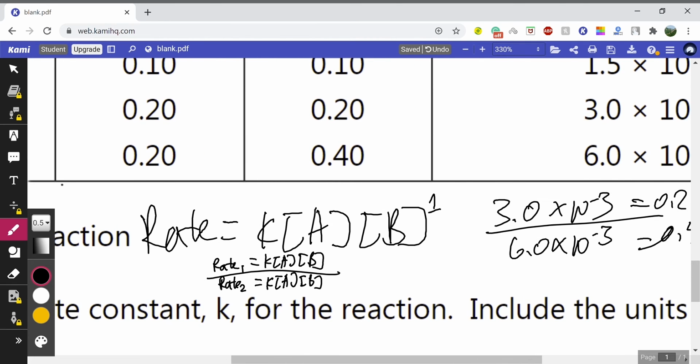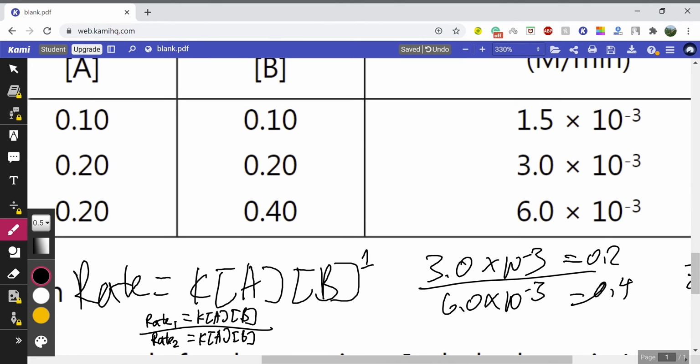And we can rewrite this as 1.5 times 10 to the negative 3 divided by 3.0 times 10 to the negative 3 equals k, and the k's divide each other out because k does not change. Then 0.1 to the mth power divided by 0.2 to the mth power, which is these, times 0.1 to the nth power, which is this, and we found n as 1, divided by 0.2 to the nth power, which is also 1.